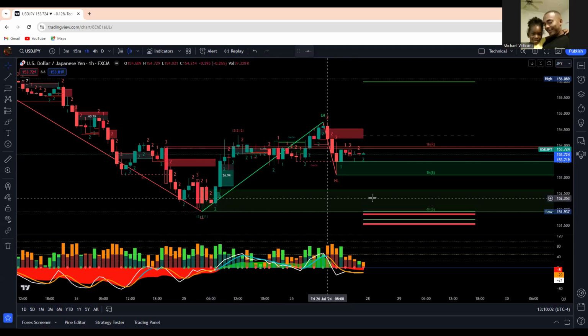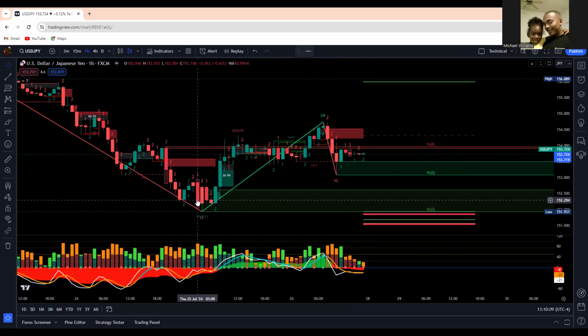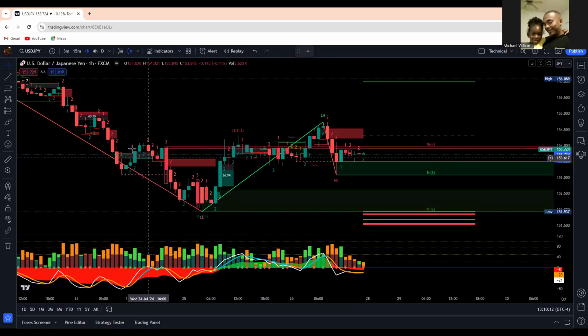Before I get into the more advanced process, I want to show you what a 3 looks like. So you see these 3s. In a lot of cases, if price is already going down and momentum is to the downside, these 3s are basically going to be continuation.